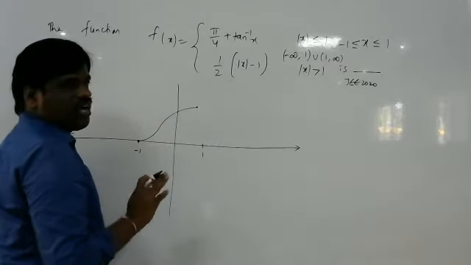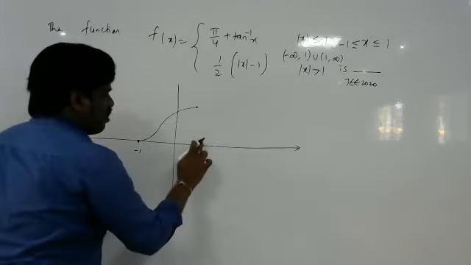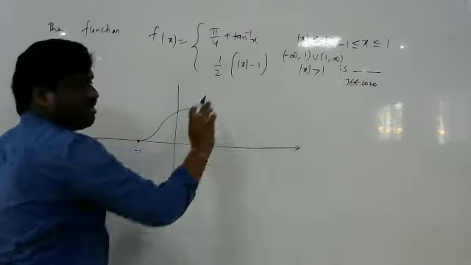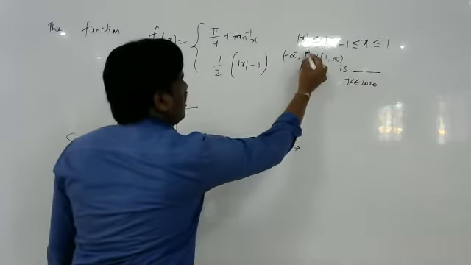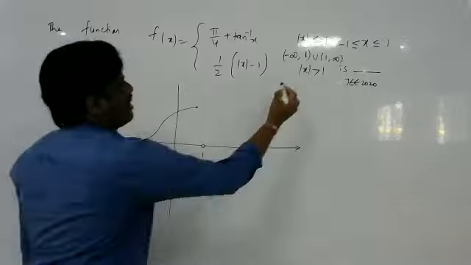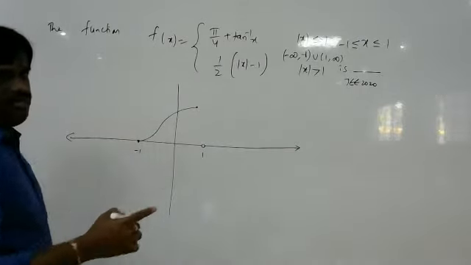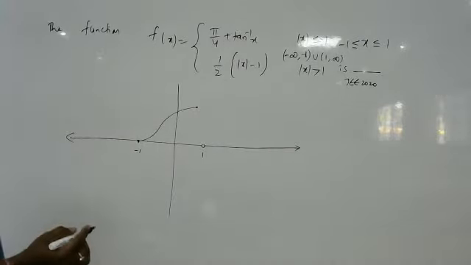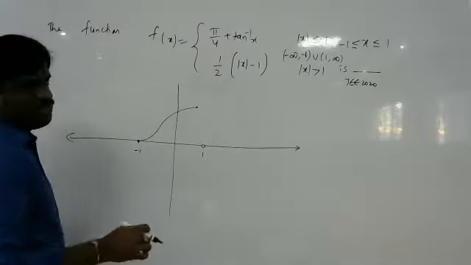0 into half will be 0. So 0, but it is a hollow circle here for this graph, because 1 is not included and minus 1 is not included. So you will get the graph from here.